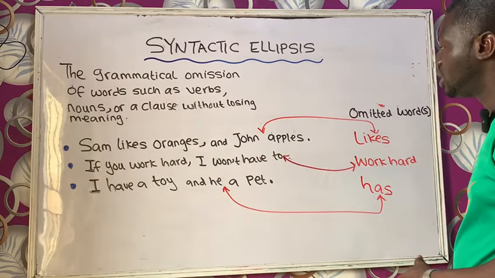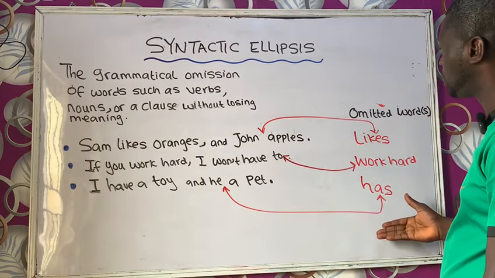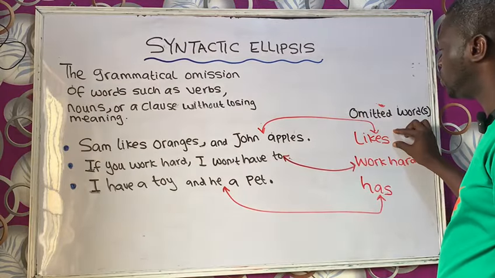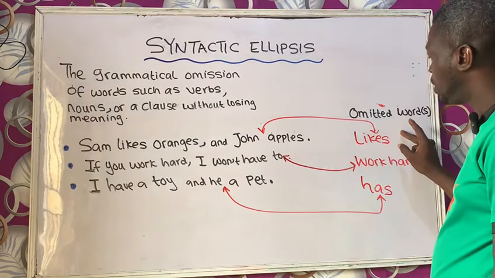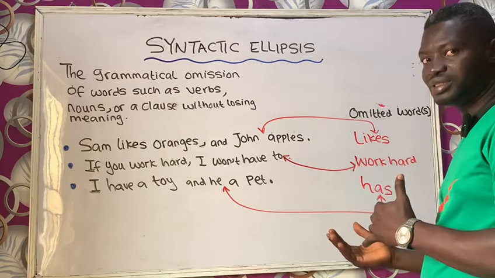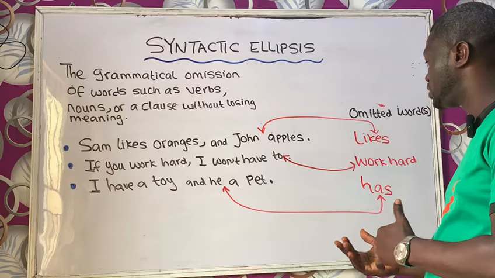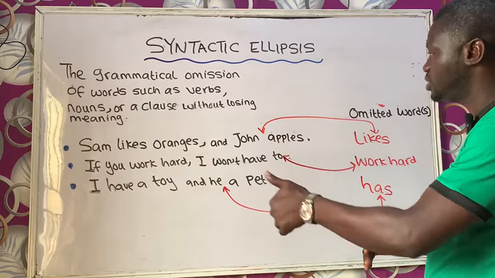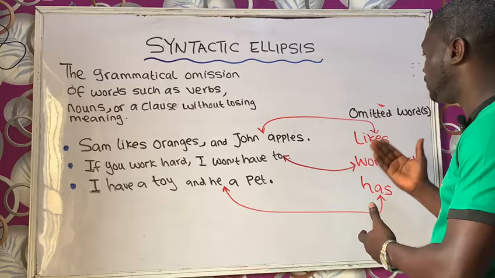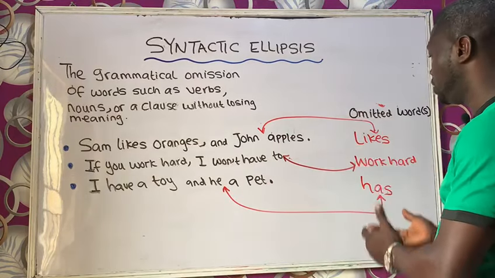Sam likes oranges and John apples. Very clearly, we can see omitted words. Sam likes oranges and John apples. We have omitted the word likes. This is a verb. All right, a verb is missing here. Sometimes it's called verbal ellipsis, so that has to do with the omission of verbs. So what is omitted here is likes, and that means a verb has been omitted. Sam likes oranges and John likes apples, the full version.